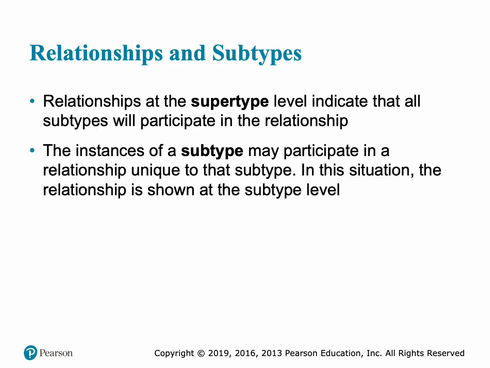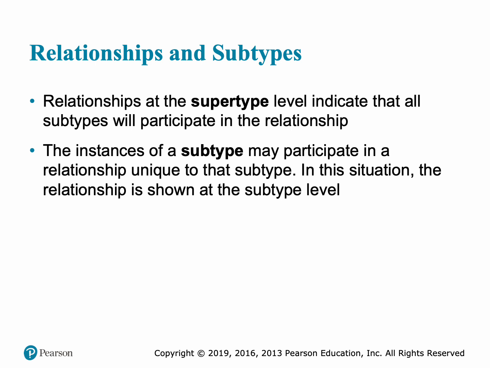So relationships at the supertype level indicate that all subtypes will participate in the relationship. The instance of a subtype may participate in a relationship unique to that subtype. In this situation, the relationship is shown at the subtype level. Let's look into that with an example or two.